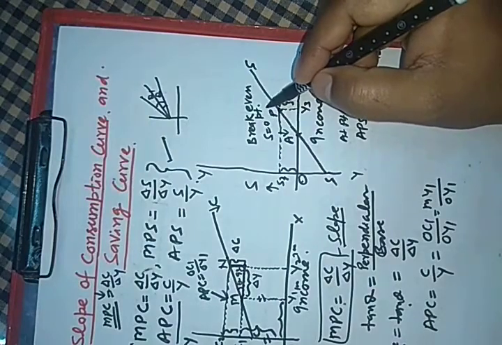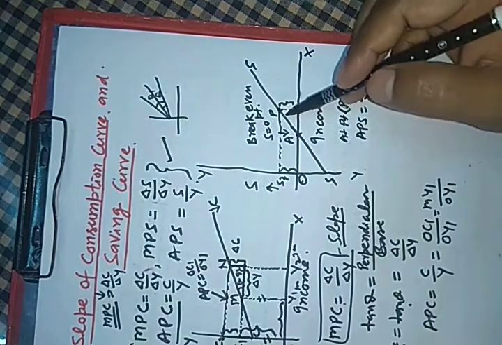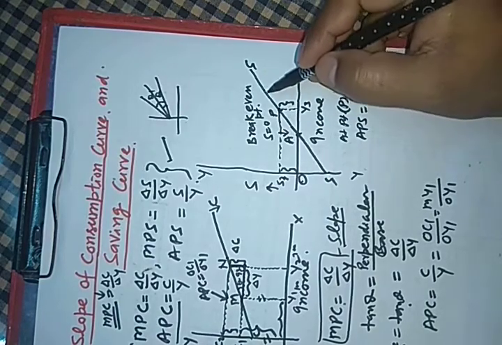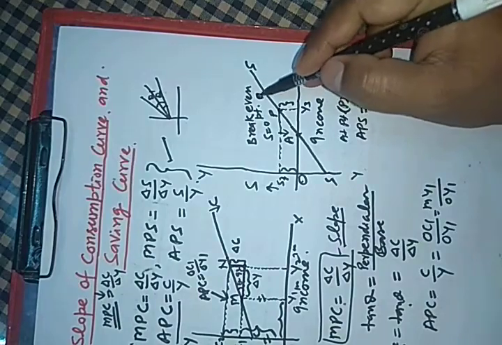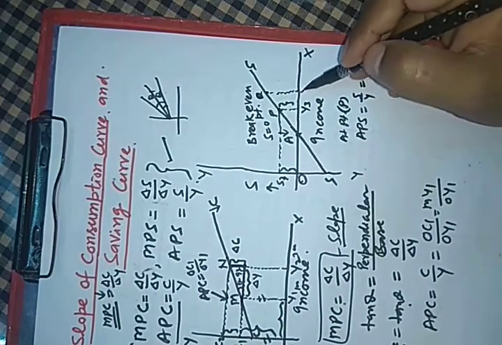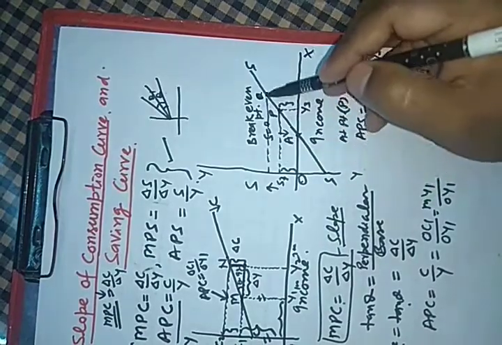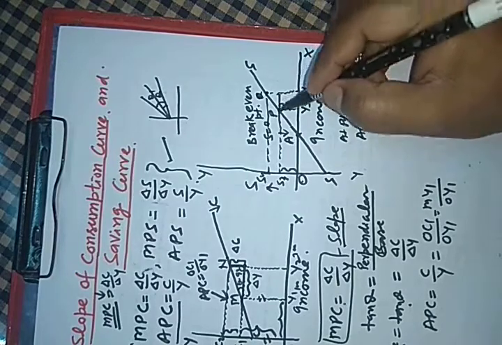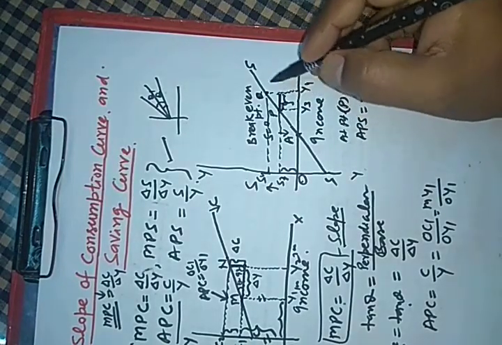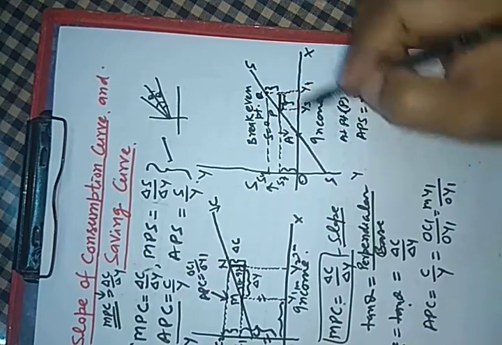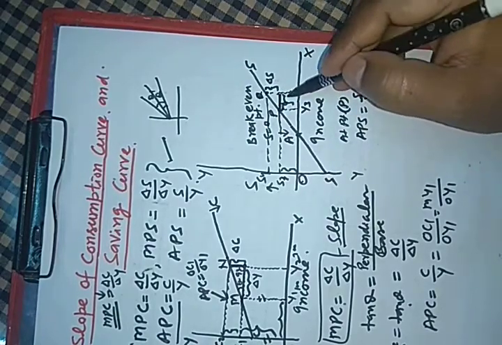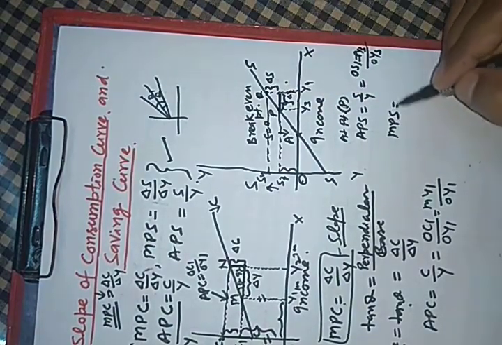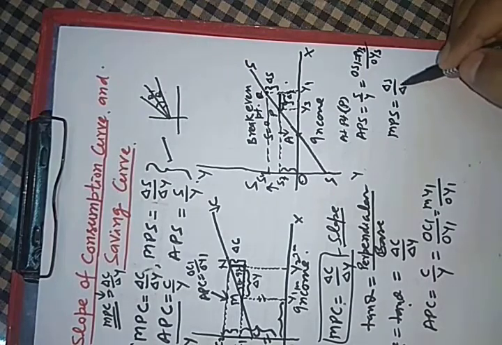So you can easily find the value of APS at any point on the saving curve. Suppose another point is Q, and the level of income is Y4 and the level of saving is S4. This is the change in income, delta Y, and this is the change in saving, delta S. The simple ratio between these is noted as MPS, that is delta S upon delta Y.